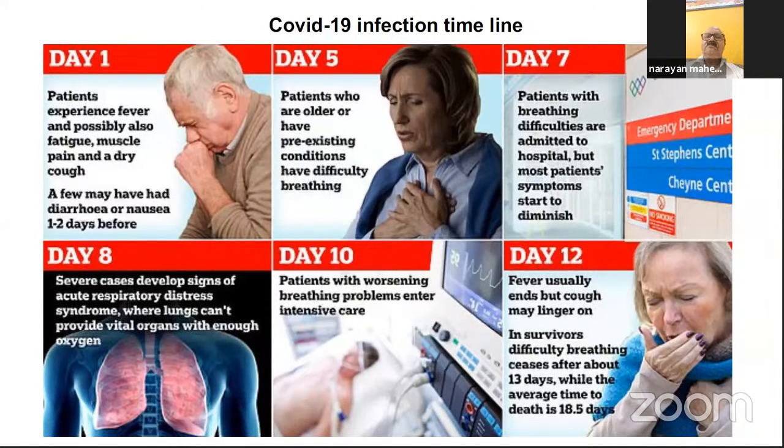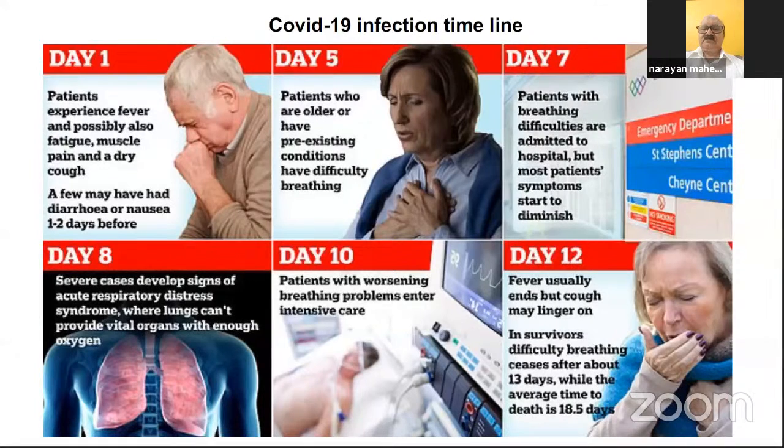So if we look at the timeline of COVID-19 infection, on day one, people can have different kinds of symptoms. They can have fever, or fatigue or muscle pain. They can have a dry cough. They can feel some pain even in the throat. And they could also have diarrhea and nausea, which can persist for 2 days.